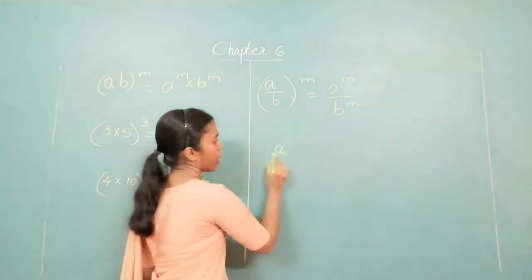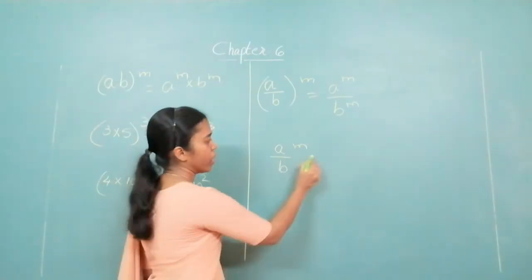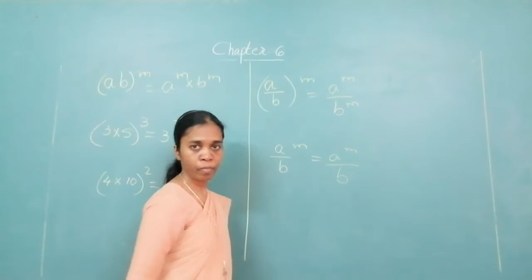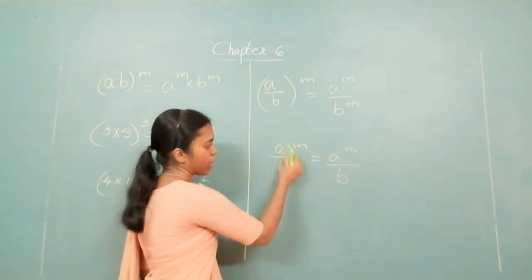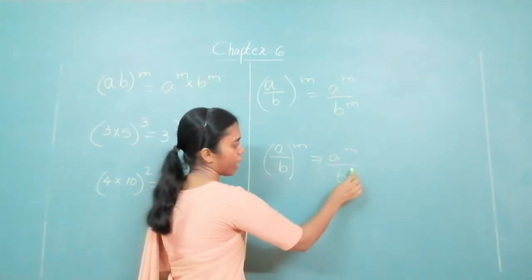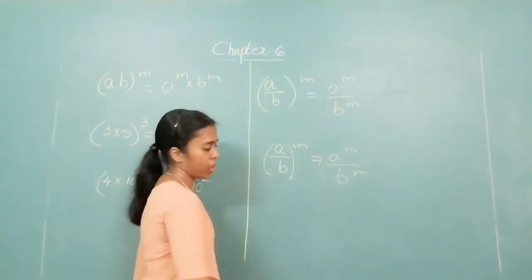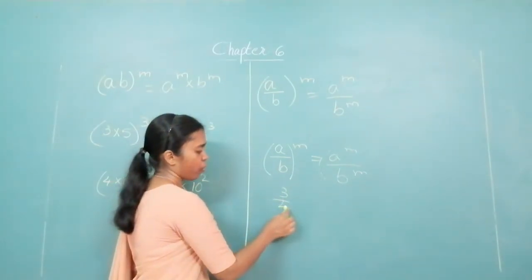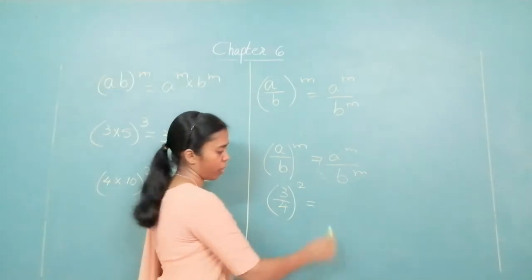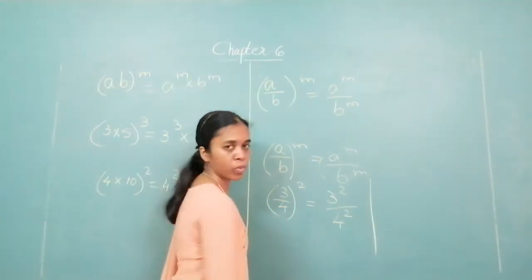Suppose I am writing a upon b raised to m. What is the meaning of it? This means that a raised to m upon b. Bracket is not there. If it is bracket, then it is applicable for a as well as b. Otherwise, it is only for a. Now, suppose I have (3 upon 4) raised to 2. What is the meaning of it? 3 square upon 4 square.